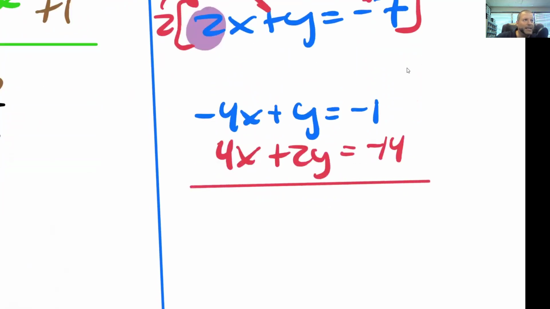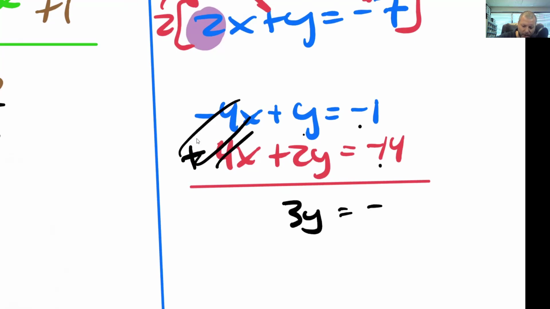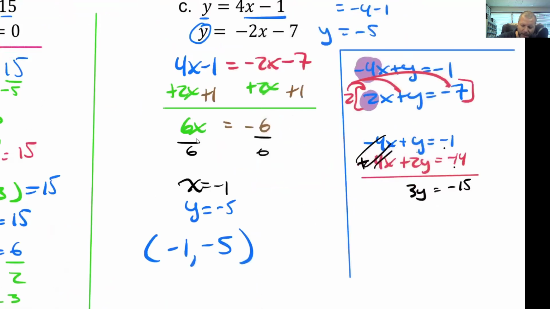Now that I have a positive 4x and a -4x, when I add them together, they just go away. So y plus 2y is 3y. -1 plus -14 is -15. Then when we divide by 3, we get the same y is equal to -5 that way. So being well-versed in many ways to solve equations will, again, give us a lot of different methods for solving stuff in geometry and algebra and the rest of your math life.